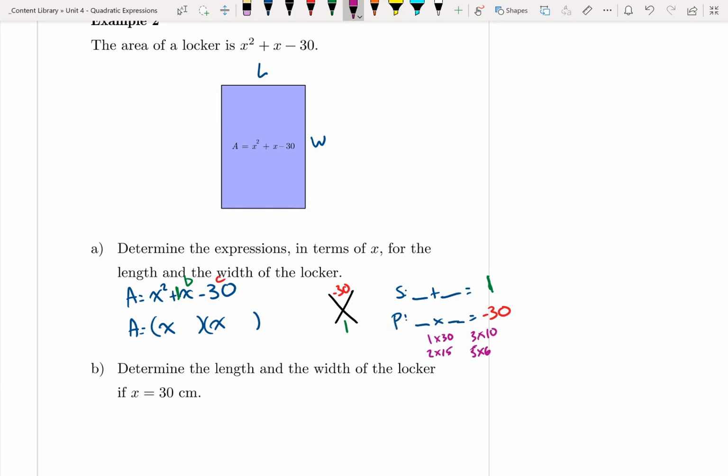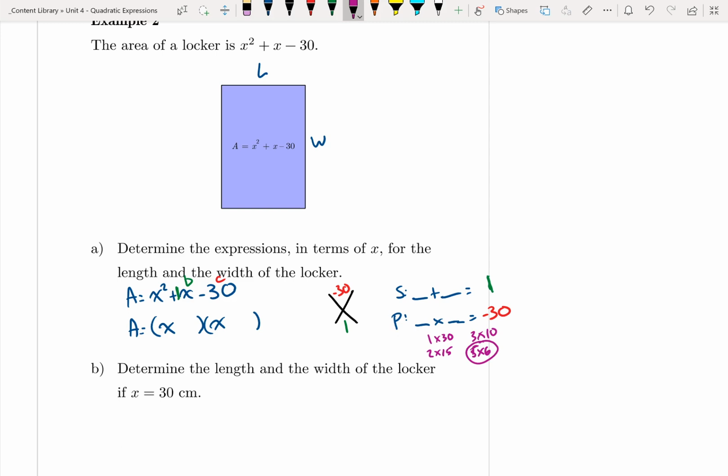So if one of these numbers is negative, 1 and 30, there's no way to get to 1. 2 and 15, still no way to get to 1. 3 and 10, there's still no way, because it needs to have a difference of 1. So that leaves us with 5 times 6. But 5 times 6 gives us +30.